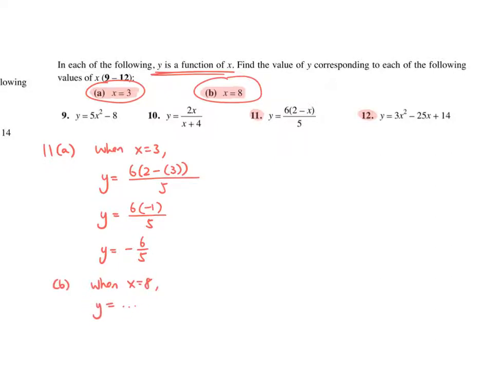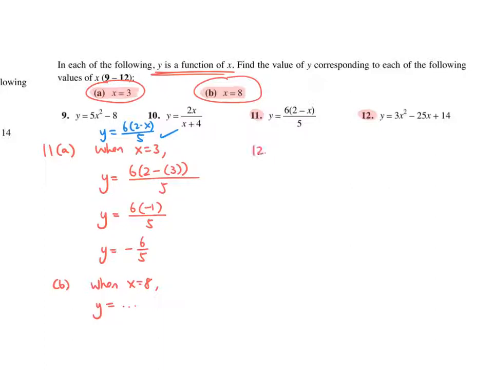Actually, some of you may ask, do we need to copy the original expression? For example, like that, y equals 6 times (2 minus x) over 5. Of course, that is very good, right? I suggest you do so, of course, for better comprehensibility. Alright, so that's for number 12.